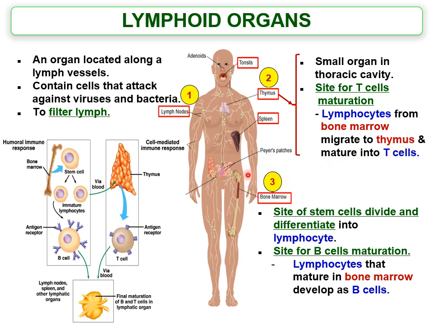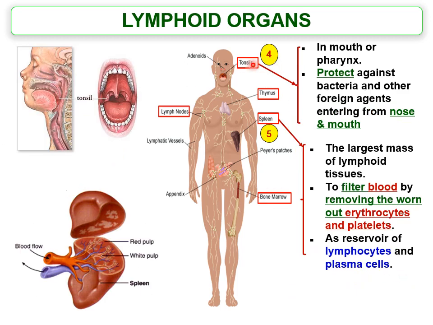The third lymphoid organ is bone marrow. Bone marrow is a site where stem cells divide and differentiate into lymphocytes. It is the site for B cell maturation, meaning that lymphocytes that mature in bone marrow will develop as B cells. The next lymphoid organ is tonsil. Tonsil is located in the mouth or pharynx and protects against bacteria and other foreign agents entering from the mouth and nose.